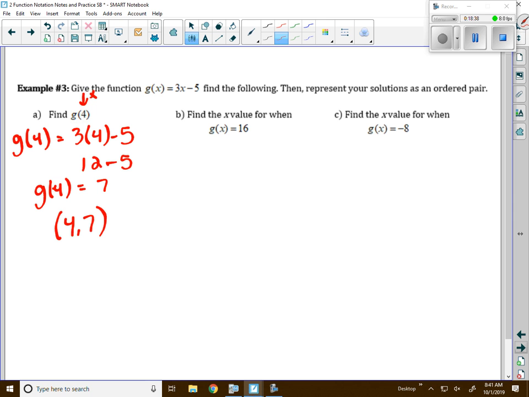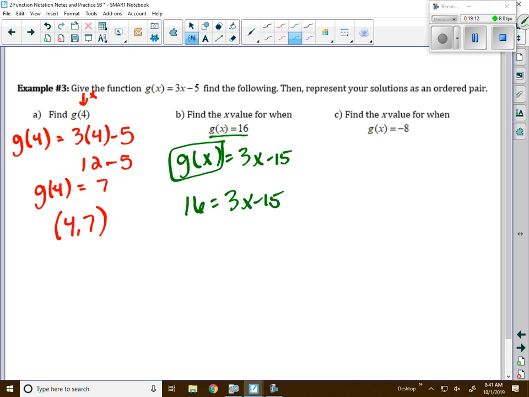Okay, do you agree with me? Yeah. 47 is our answer there? Okay. B and C. What are we solving for? X. This is where it's different. So now, when I say g of x is 16, where am I going to put my 16? The whole thing. So where g of x is at, we're getting rid of g of x, and we're plugging in 16. Now we got to solve for x. Go ahead and solve for x.